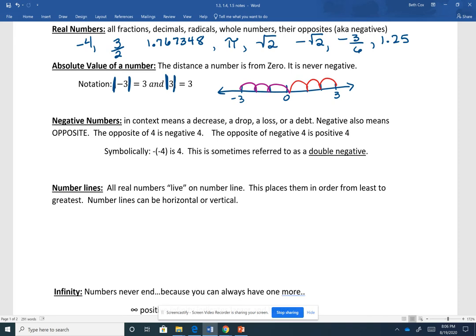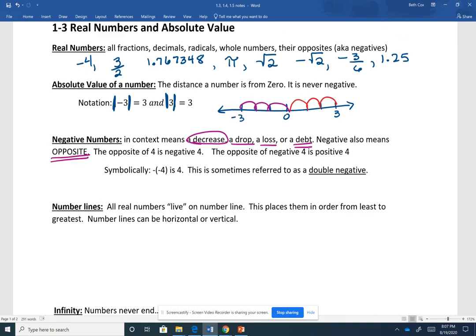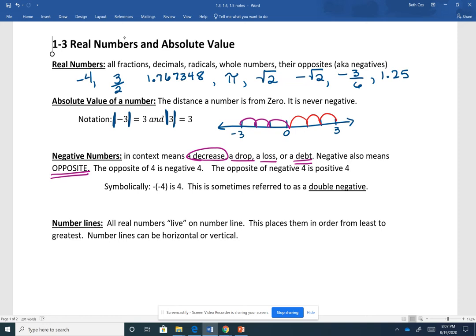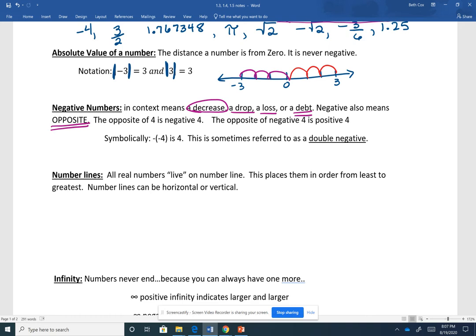Okay, negative numbers in context, which means in meaning, in the real world, in real math, because that's what's important. In real math, negative numbers represent a decrease or a drop or a loss or a debt. These are all real concepts that mathematically are interpreted as negative numbers. Negative also means opposite. And so, like we talked about, real numbers are all of these numbers and their opposites.